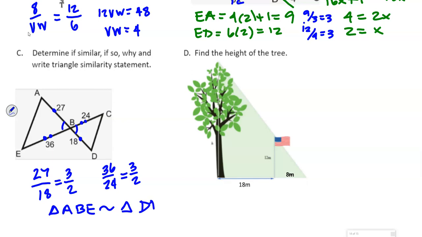So that's going to be DBC. Why are they similar? By side, angle, side similarity, right? Because we compared a side to a side and then angles in the middle.